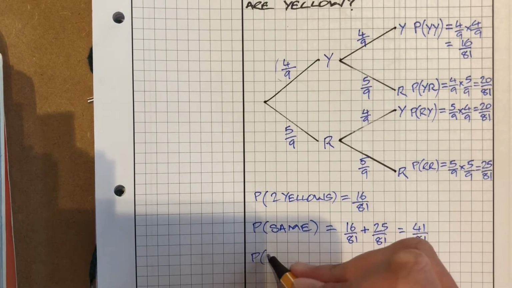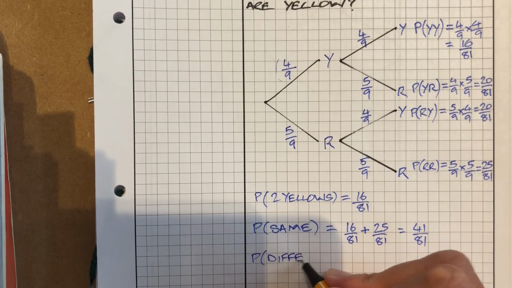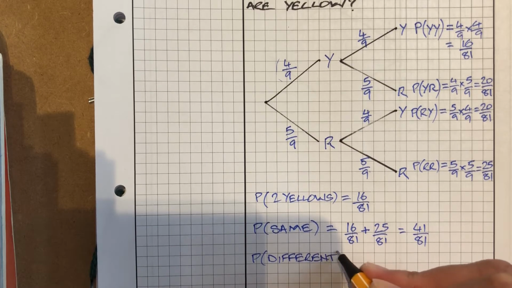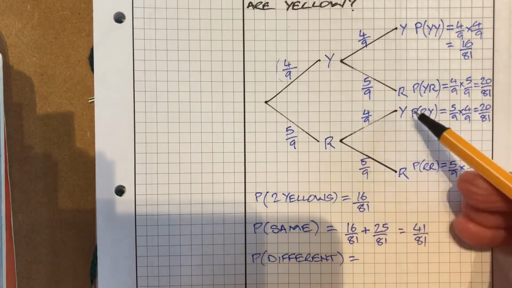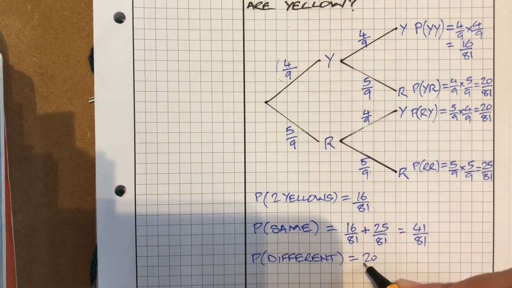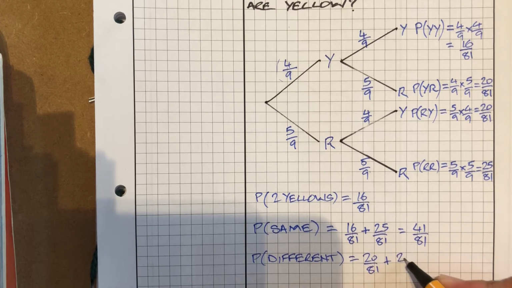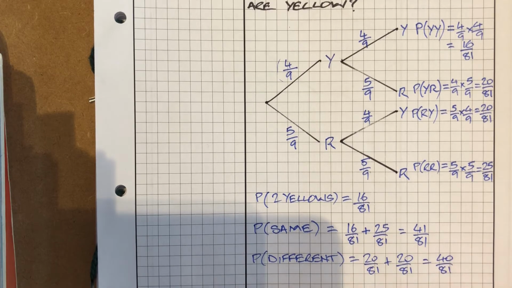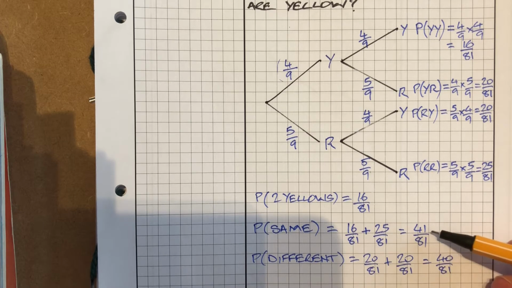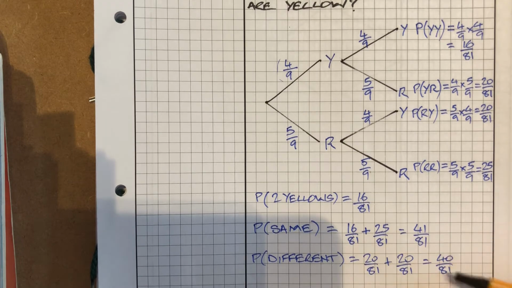What's the probability that they are different colours? Well, that would bring me to here or here. Yellow followed by red, or red followed by yellow. And that is 20 over 81 add 20 over 81, which is 40 over 81. Notice again, if I add these together, I get 81 over 81, which is 1. It's certain that if I choose 2 balls from the bag, they'll either be the same or they'll be different. So that's all the possibilities. These probabilities must add up to 1.